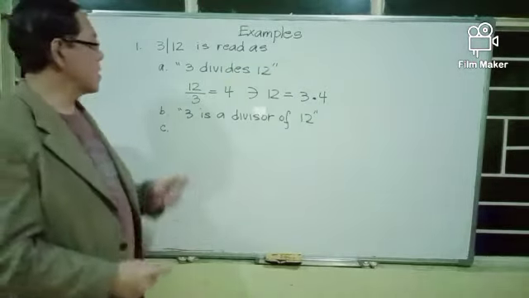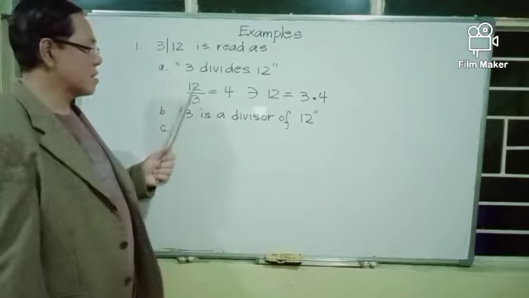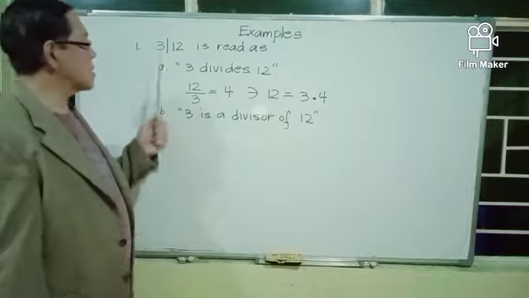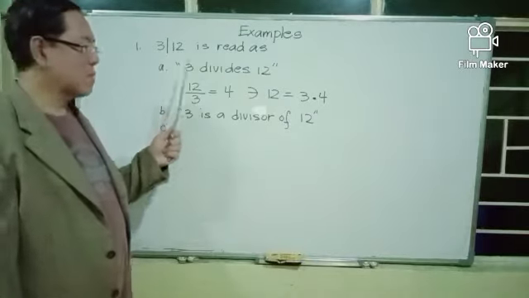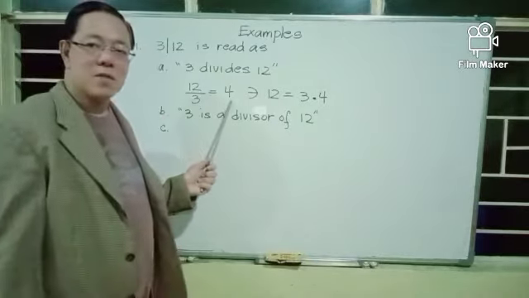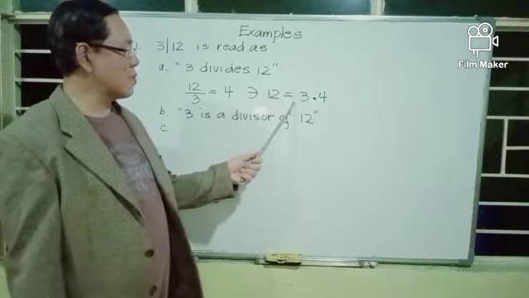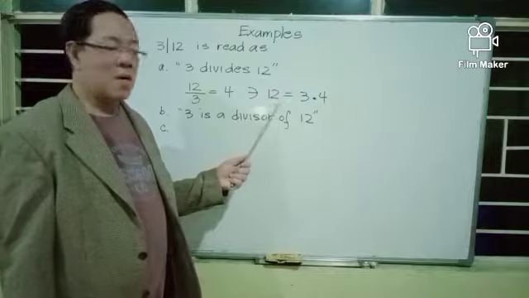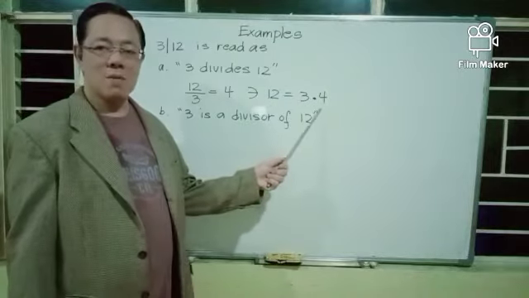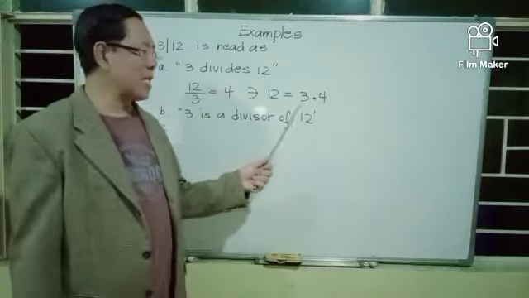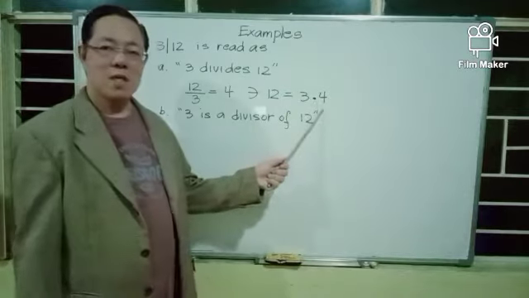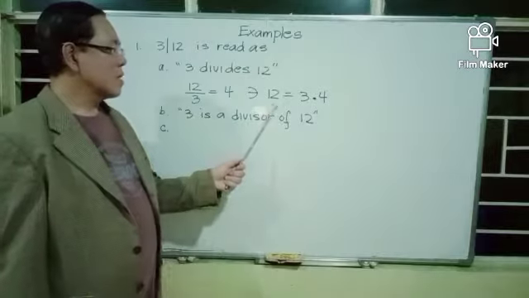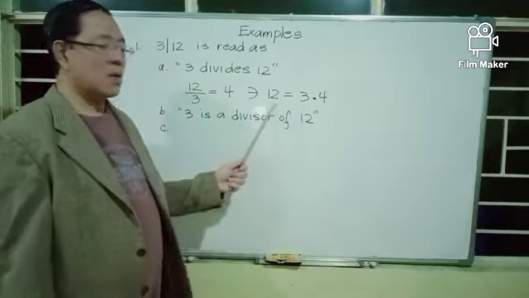Another way to read this notation is by saying that 3 is a factor of 12 because there exists an integer 4 such that 12 is equal to 3 multiplied by 4. Now, we have expressed 12 as a product of two integers, 3 and 4. And each of these integers is a factor of 12. Thus, 3 is a factor of 12.